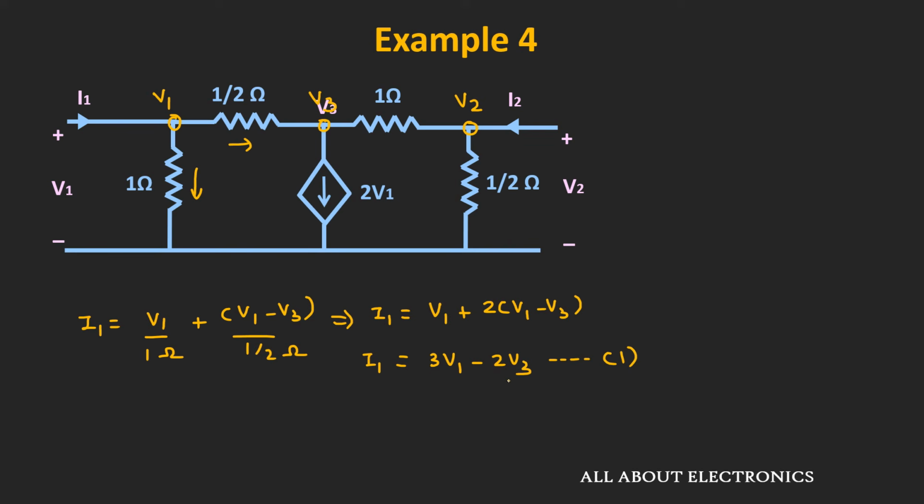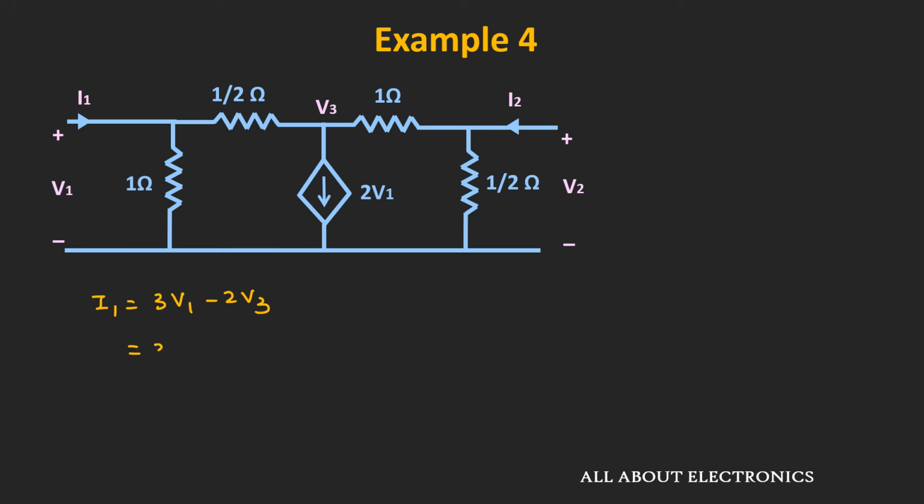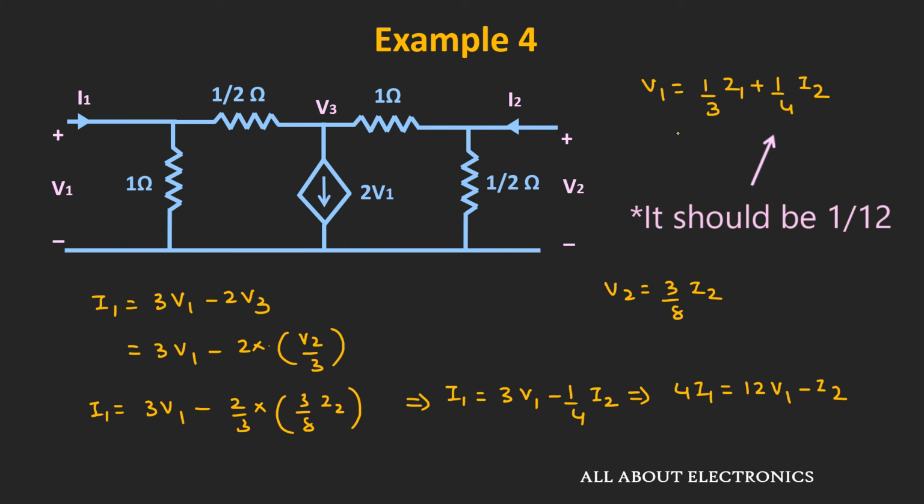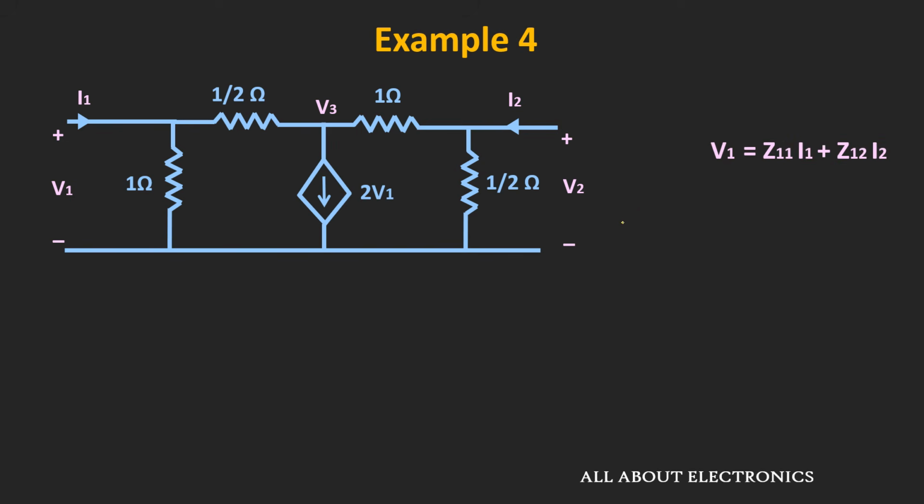Similarly, now let us also put the value of V3 in the first expression. That means current I1 is equal to 3V1 minus 2 times V2 divided by 3. And here we know that the voltage V2 is equal to 3 by 8 times I2. That means we can say that current I1 is equal to 3V1 minus 2 by 3 times 3 by 8 times I2. That means current I1 is equal to 3V1 minus 1 by 4 times I2. That means 4I1 is equal to 12V1 minus I2. Or we can say that V1 is equal to 1 by 3 times I1 plus 1 by 4 times I2. And if we compare this expression with the standard Z parameter expression, then we can say that here Z11 is equal to 1 by 3 while Z12 is equal to 1 by 12.